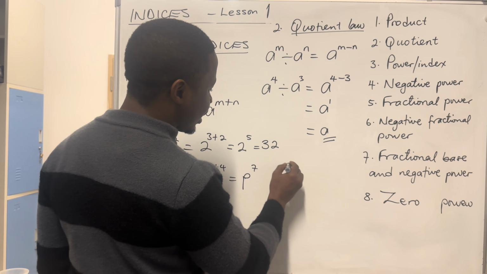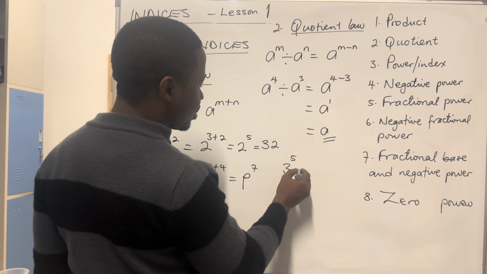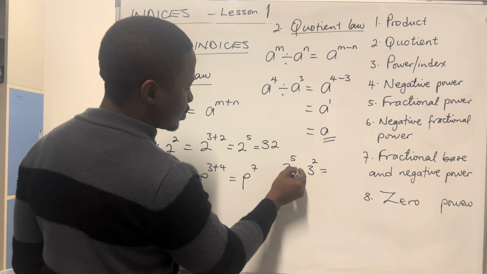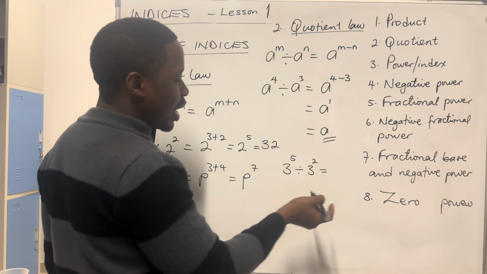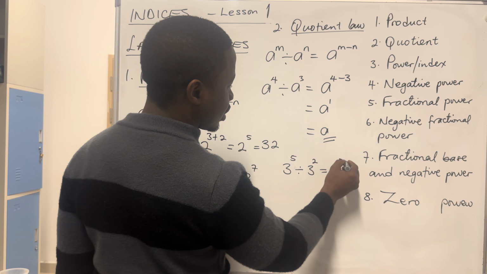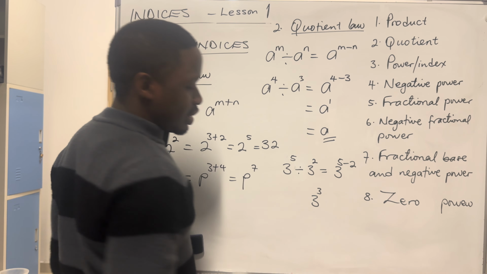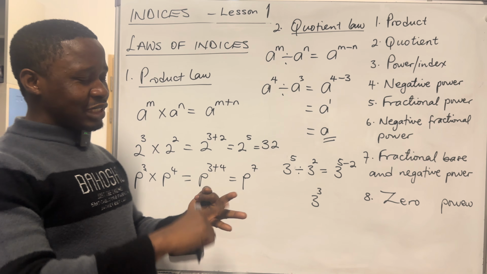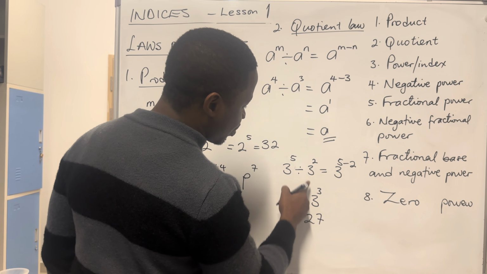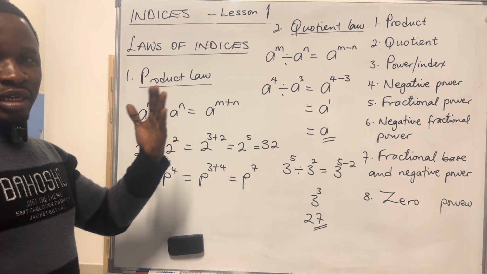What if we have 3 to the power 5 divided by 3 to the power 2? Let me make it a bit simple. The bases are the same. What happens? We take 1. Division, what do we do? We subtract. So 3 to the power 5 minus 2 is 3. So we have 3 to the power 3. 3 times 3 times 3. 3 times 3 is 9. 9 times 3, 27. So 3 to the power 3 is 27. So this is the quotient law. This is the division law.